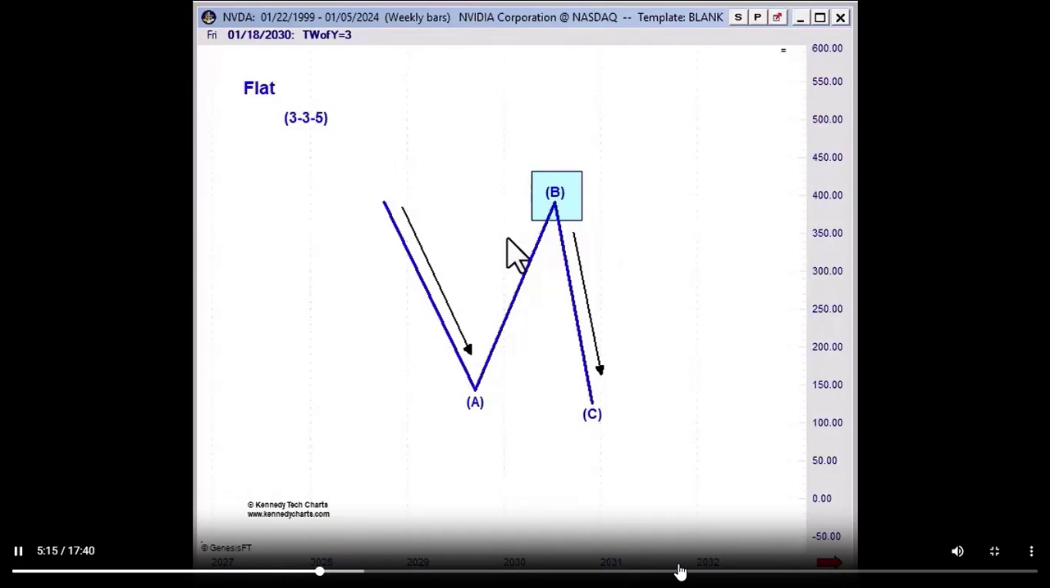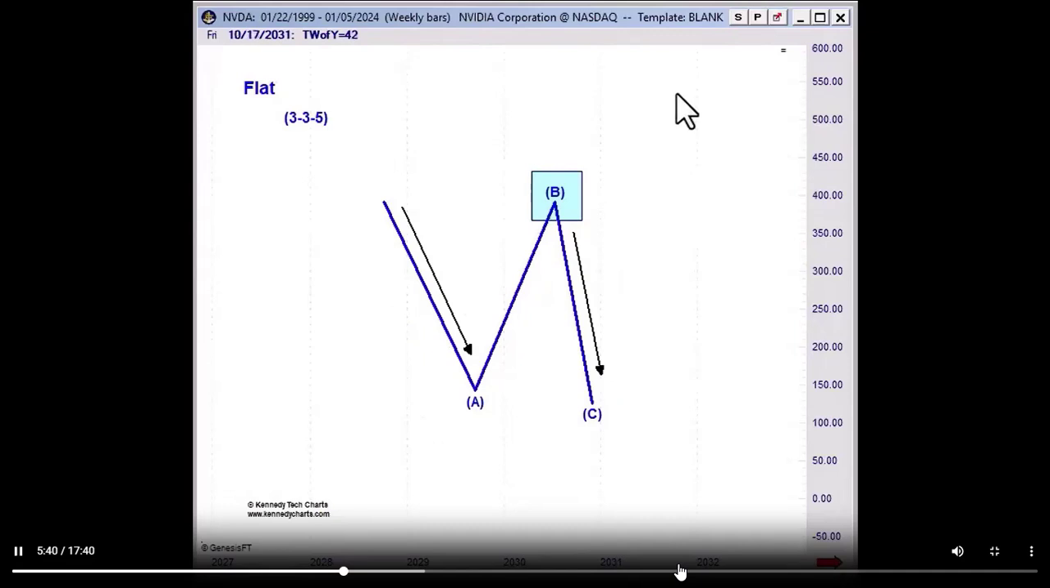So for a flat correction to be identified correctly as a flat correction, you need a few components. Number one, wave A needs to subdivide into 3 waves, and wave B needs to retrace at least 80% of wave A. And then following that retracement in wave B, and again, that's going to be a 3-wave move, we're going to be looking for a 5-wave decline for wave C.